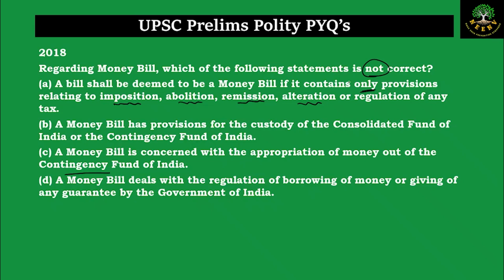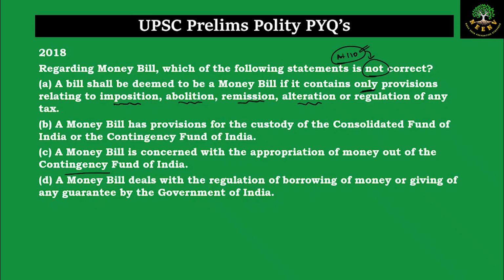For a particular bill to be considered as a money bill, it has to contain the items which are mentioned in Article 110 of the Constitution. If it is relating to certain items which are listed in Article 110, then that bill will be certified as a money bill by the Speaker of the Lok Sabha. Otherwise, they will be treated as Financial Bill Type 1 or Financial Bill Type 2. Now, in this case, which of the following statements is not correct?